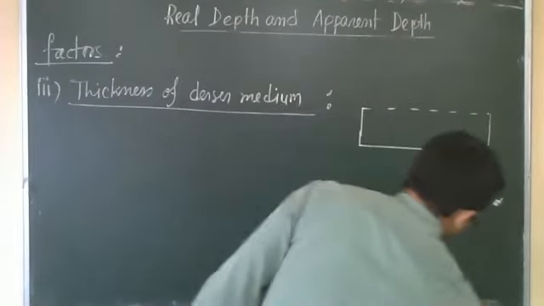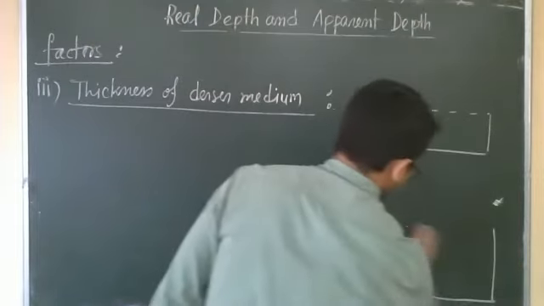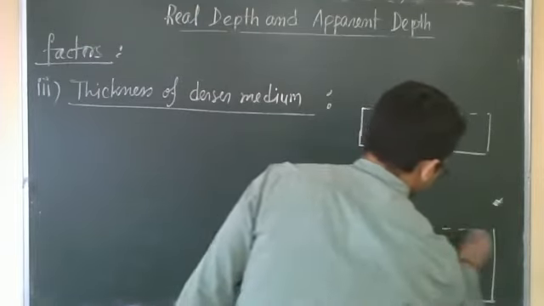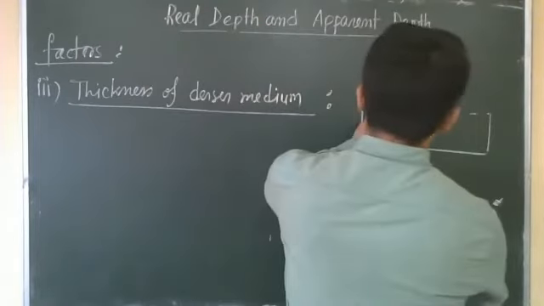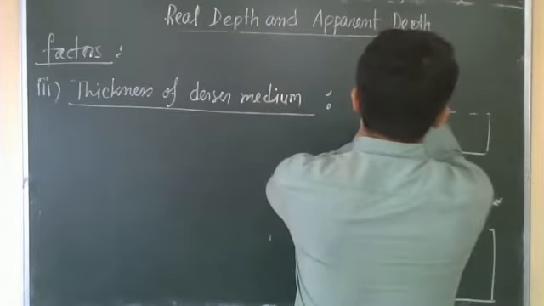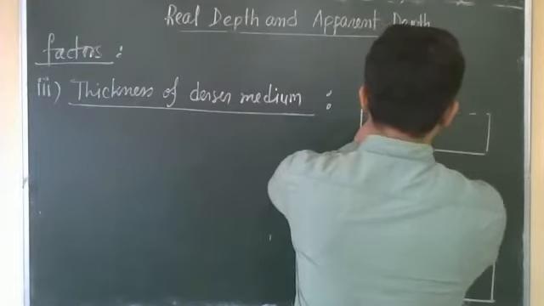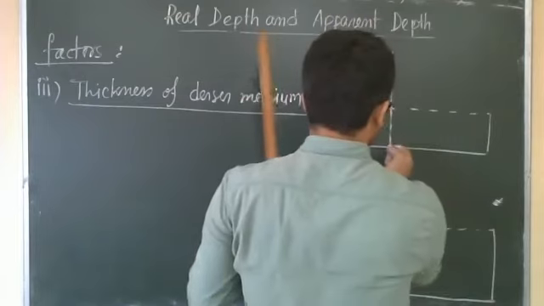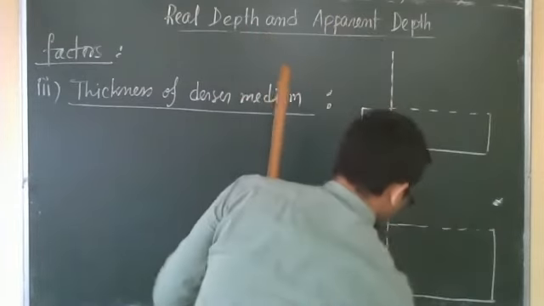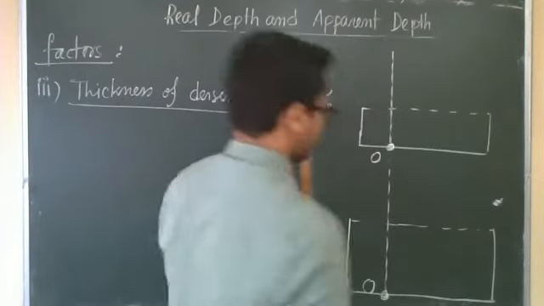This much thickness. The thickness is more in the second case. We are keeping the other things same. So this is the normal. One ray will go along the normal. This is object O here.